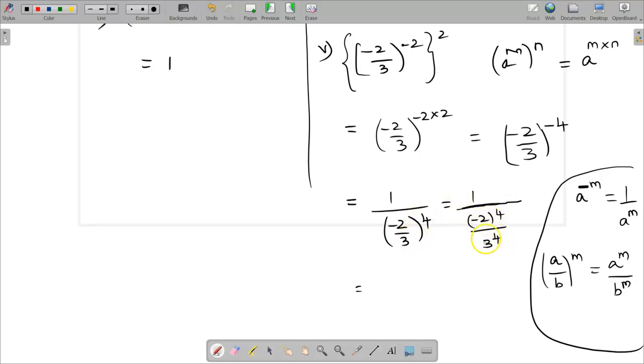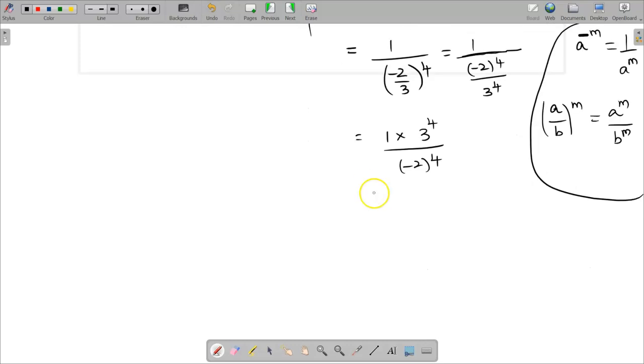So whenever we have a term like this, we can take the reciprocal of this term. So when you take the reciprocal, what happens? This term will go to the numerator, and this term will be there in the denominator. So I can write this term as 1 into 3 power 4 divided by minus 2 the whole power 4. Once you have done that, 1 into any value is that particular value. So 3 power 4 into 1 is nothing but 3 power 4 divided by minus 2 the whole power 4.